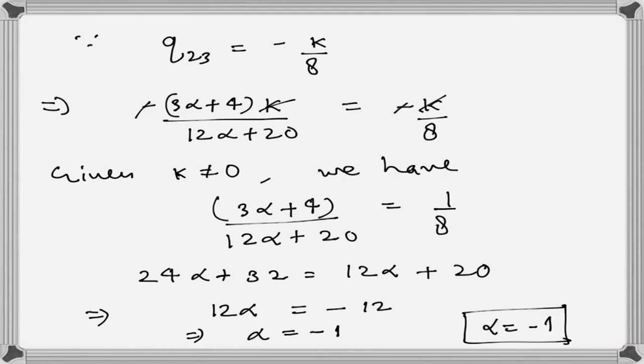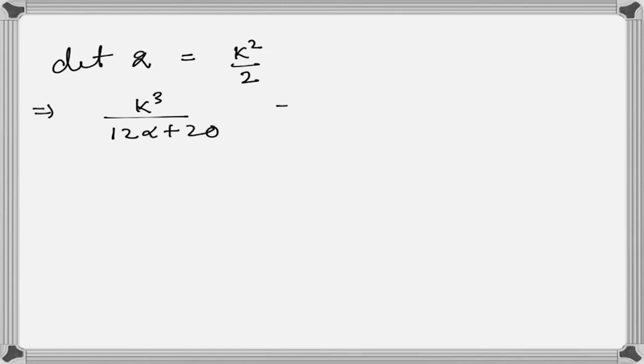Alright, let's use some more relations to find the value of K. Another relation we have is that the determinant of Q is given as K square by 2. What is the determinant of Q? We calculated in the beginning that it is K cube divided by 12 alpha plus 20. This equals K square by 2. Again, K is not 0, so we can cancel K square from both sides.